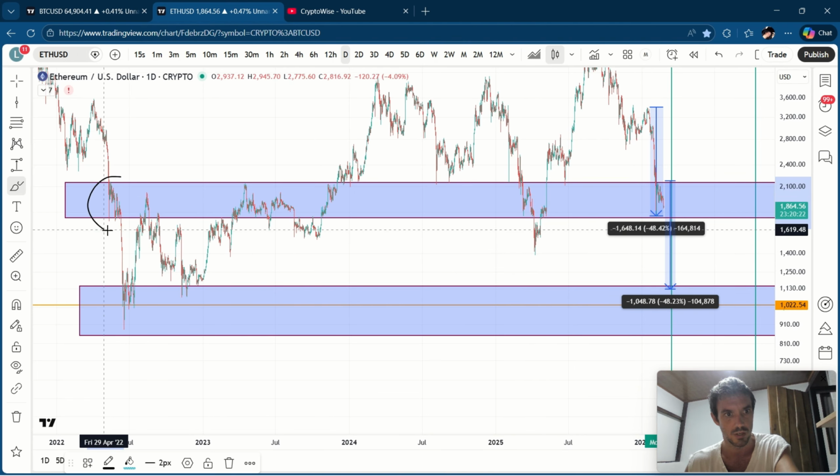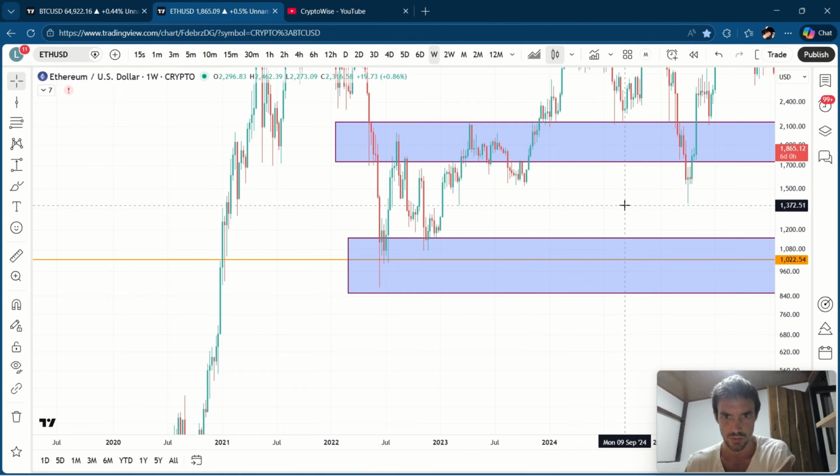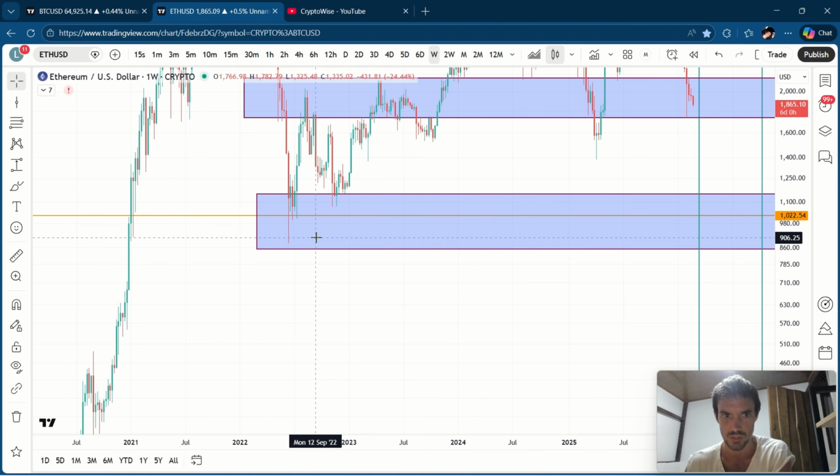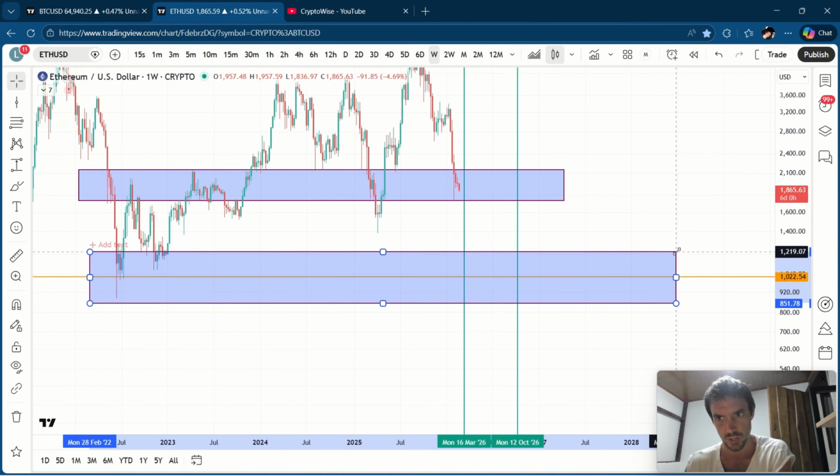I have this box mapped out because of the weekly support here, and then the wick into it. So very, very likely to see that area. I think the absolute low I would see is just a wick maybe a little bit lower than this wick here, that 800 and change area. So anywhere in this box, and I would even put this up a little bit higher, just to be a little bit safe, into the 1200 range. So I wouldn't be accumulating Ethereum until we see the top of this box.